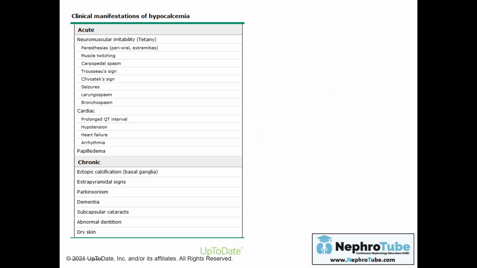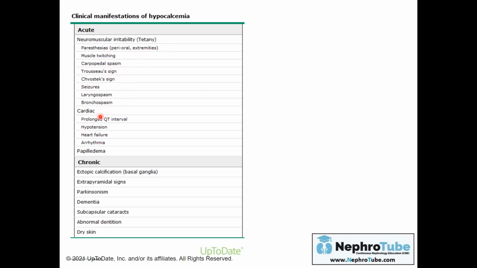So you'll find most of the hypocalcemia manifestations are in the form of spasm of the muscles, seizures, muscle twitches, and paresthesia. If there is acute hypocalcemia, we'll find neuromuscular irritability in the form of tetany, paresthesia, muscle twitching, carpopedal spasm, seizures, laryngospasm, and bronchospasm in severe cases, and you can elicit the Trousseau sign and Chvostek sign that I will mention now.